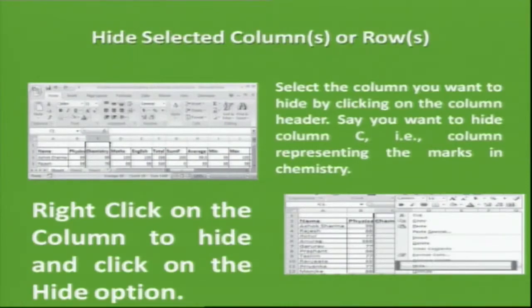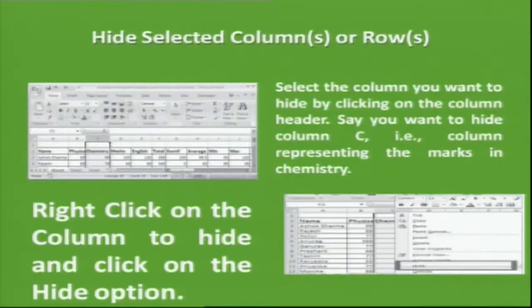We first select the column which we want to hide by clicking on the column header. Suppose we want to hide column C, then we right click that column and choose the option Hide. Once we choose Hide, the column will automatically be hidden. To unhide the hidden rows or columns, we have to select the previous and next columns. Suppose you have hidden column C, then you choose column B and column D, select both, right click and choose the option Unhide.